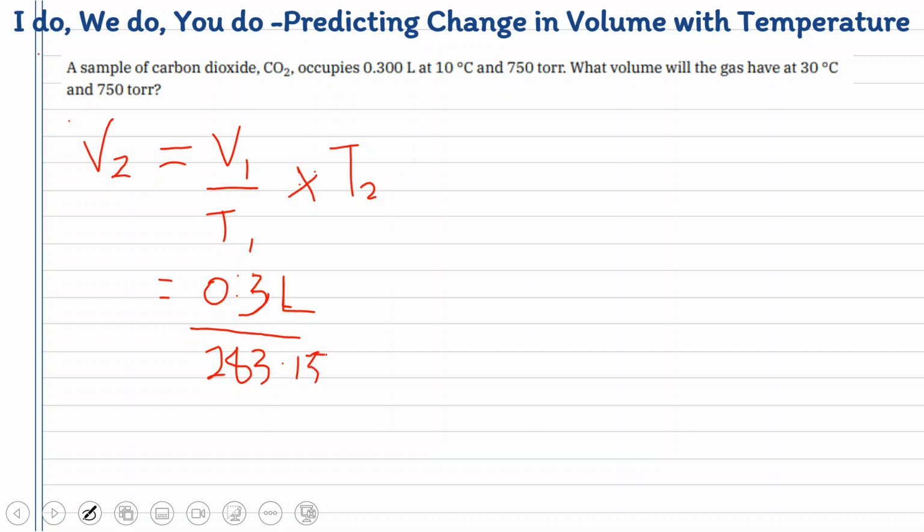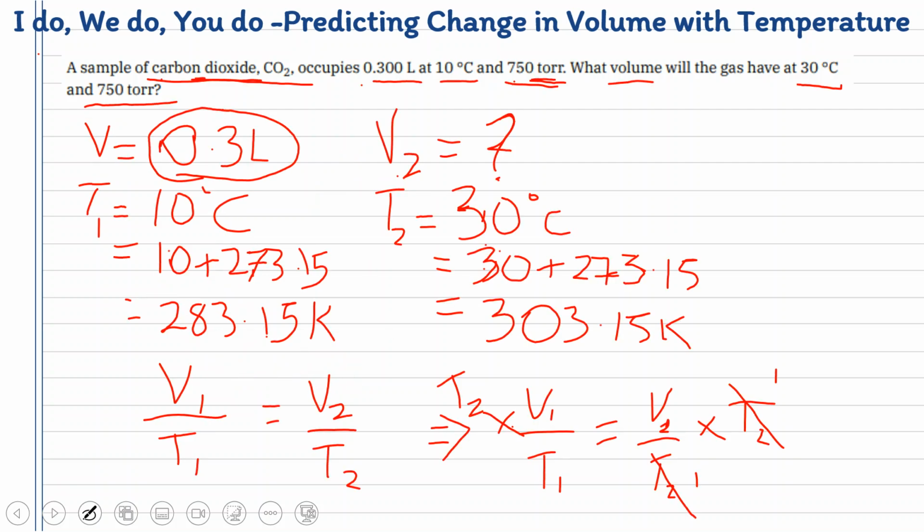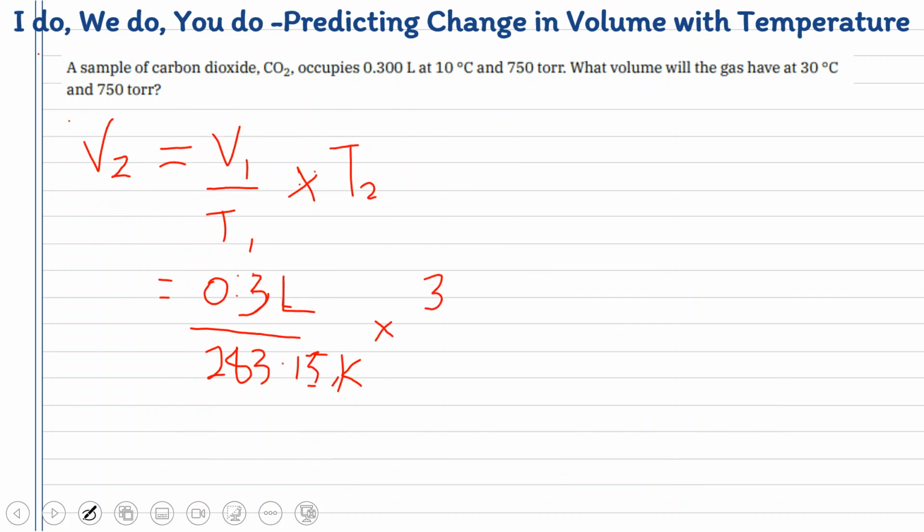283.15 K multiplied by, what is our T2? 303.15. We're using the 0.15 because we want it to be exact. Some textbooks will just say add 273, and that converts it from Celsius to Kelvin, but the exact value is 273.15, and that's what we're using. So first of all, K can cancel K. So of course our answer is going to be in liters for sure.